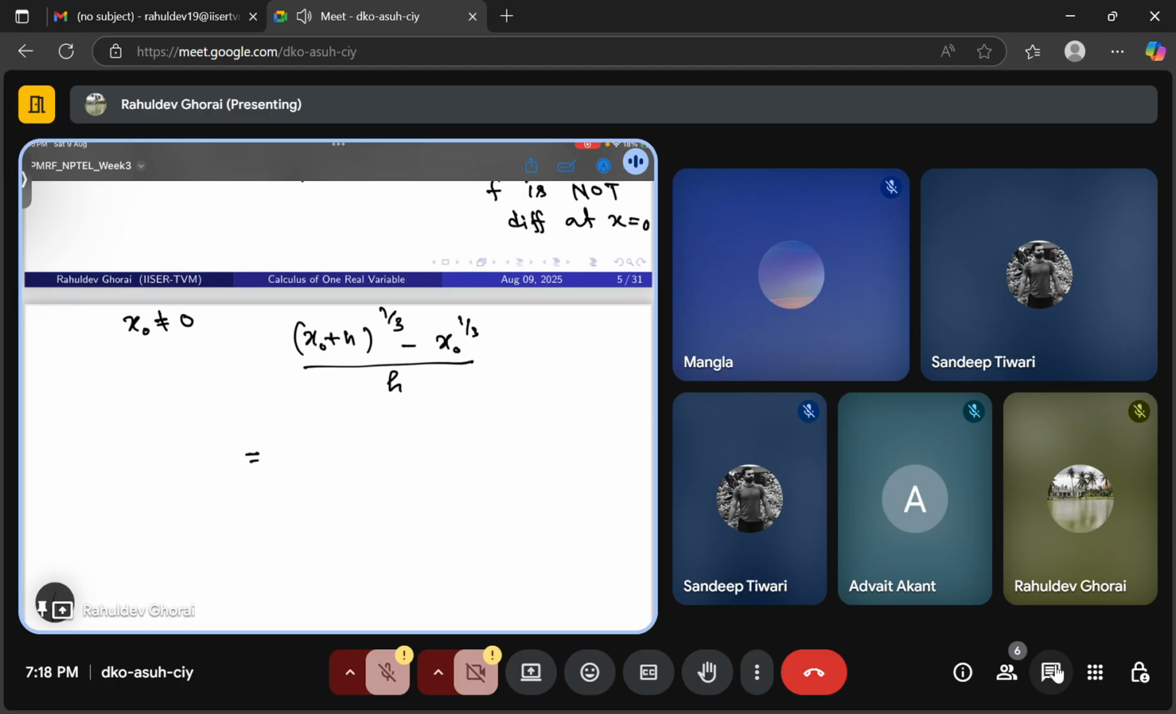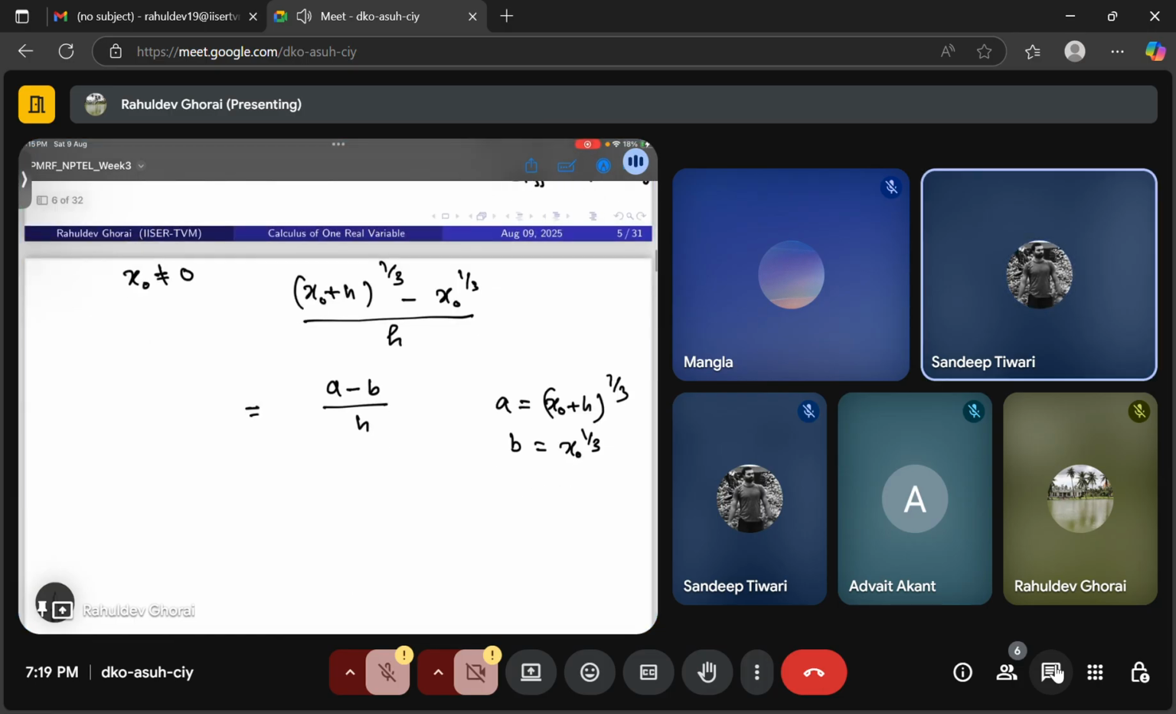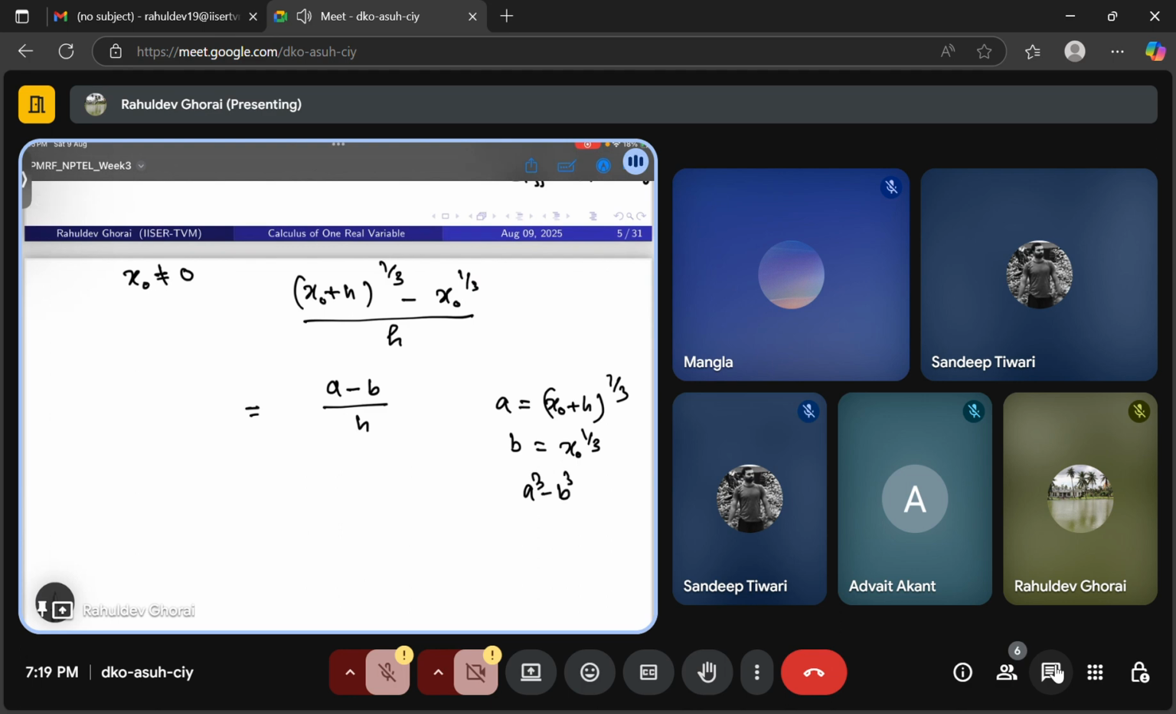So can you make it like this is a minus b? Think like that, a minus b over h, where a is equal to (x naught plus h) to the power 1 by 3, and b is equal to x naught to the power 1 by 3, right? Now if I make a cube minus b cube, then it will be x naught plus h minus x naught, that will be h, and this h and the other h will be cancelled. And a minus b times (a square plus ab plus b square) is a cube minus b cube, right?